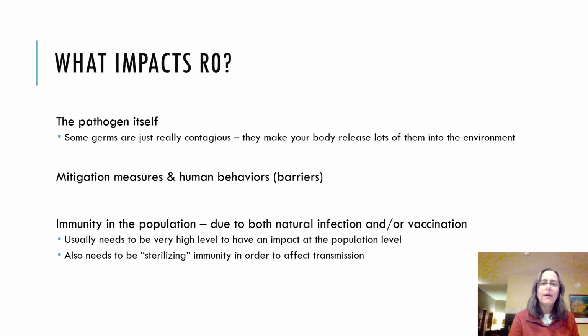The other thing about this that's a bit more advanced is that it needs to be a specific type of immunity. It needs to be what's called sterilizing immunity, which means the germ can't even infect you, to really impact transmission. And some types of immunity do that and some don't. It depends on our immune system, it depends on the vaccine, if there's a vaccine involved, and it depends on the type of pathogen. Sometimes it's not really possible.